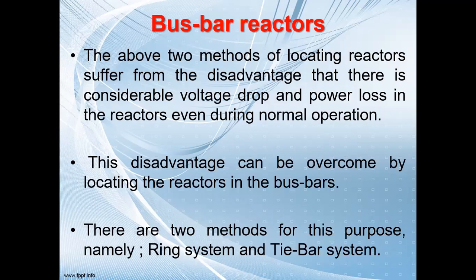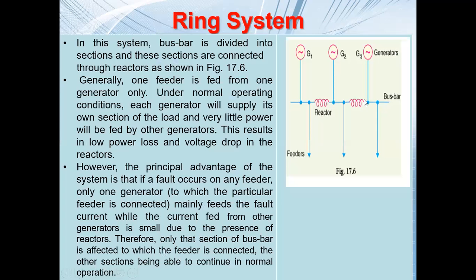There are two methods for this purpose. One is the ring system, another is the tie bar system. Now we'll understand what is happening in the ring system. You see in the ring system, these are generators and reactors are connected in between them. Between the two generators, these reactors are connected. So what is the advantage we will get now?